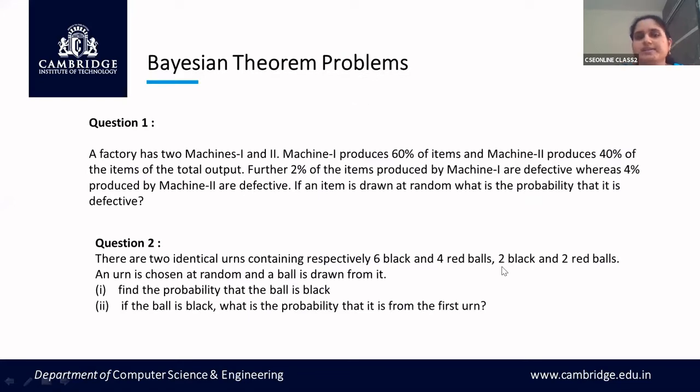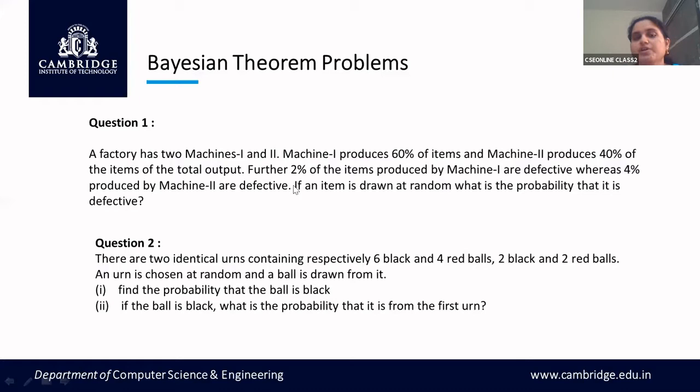And we started our discussion with the first question. So I repeat, a factory has two machines, machine 1 and machine 2, where machine 1 will produce 60% of the total production, and the remaining 40% is produced by machine 2. Here we also should note that 2% of items produced by machine 1 are faulty. Similarly, 4% of items manufactured by machine 2 were defective.